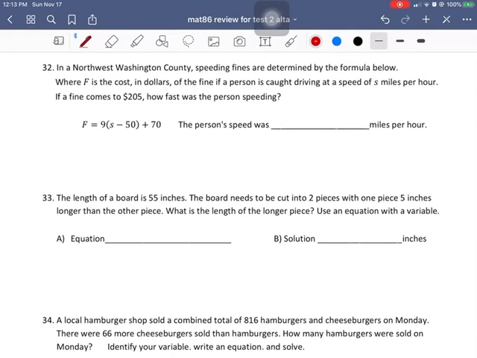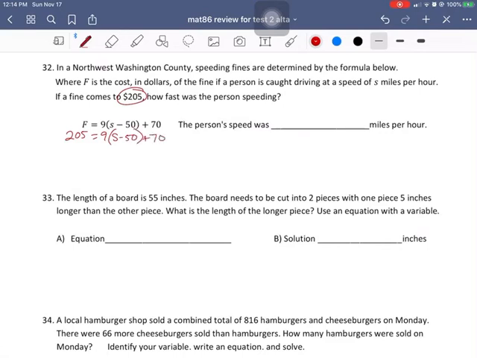Then let's see. Speeding fines were determined by the formula below. F is the cost in dollars of the fine. So that's here. So this equation has 2 variables. So that means they have to tell you what one of them is so you can solve for the other one. In this one, they're telling you what F is. And then you have to find S.